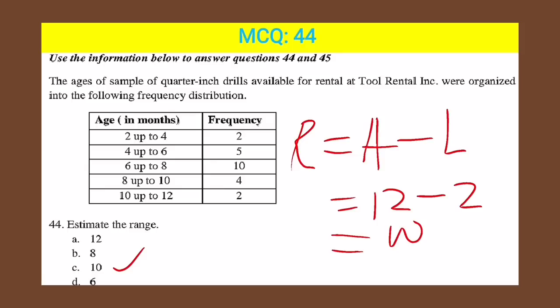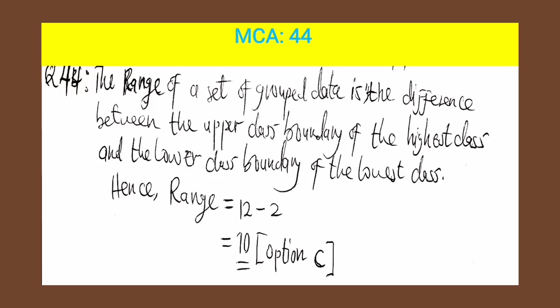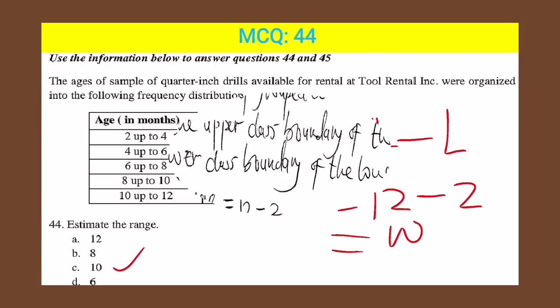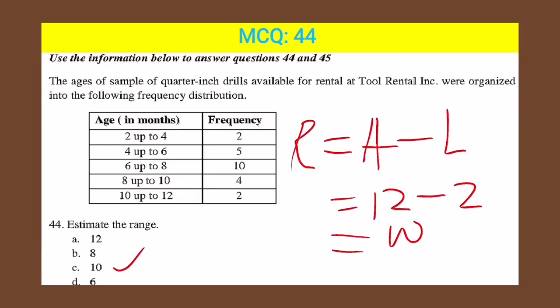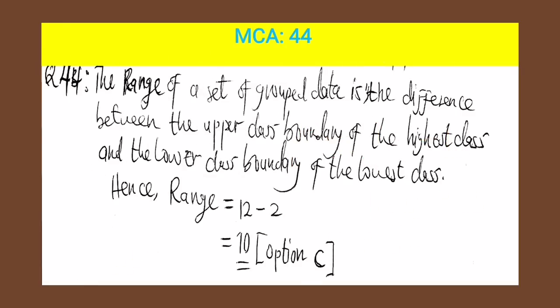So let's see how I made the presentation here. It's important. As I said, the range of a set of grouped data is the difference between the upper class boundary of the higher class and the lower class boundary of the lowest class. The higher class was 10 to 12, and the lower class was 2 to 4. So the lower class boundary is certainly going to be 2, and the upper class boundary limit for the higher class is going to be 12. So the difference between the two is the range, which is 10. So let's take note of that: range, 10.